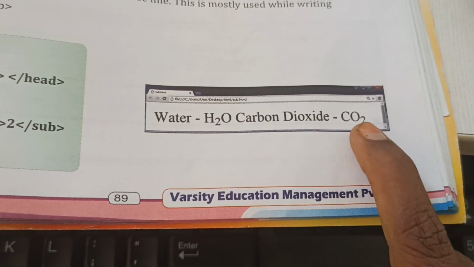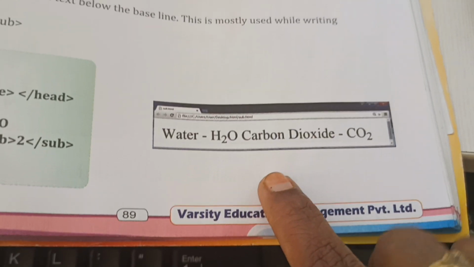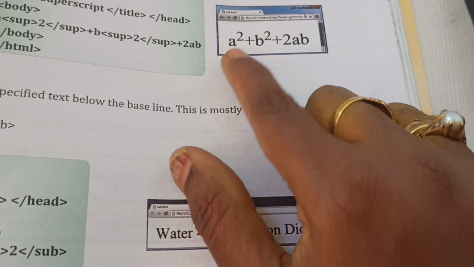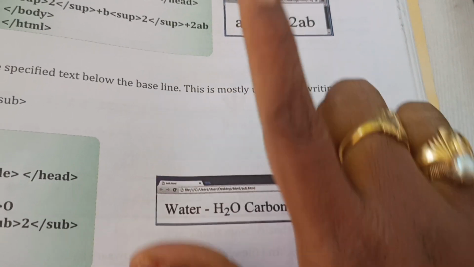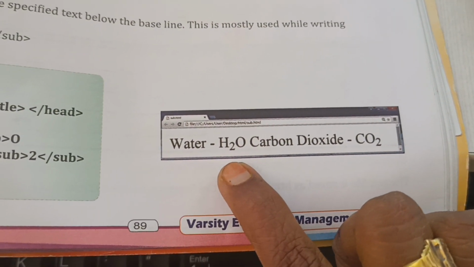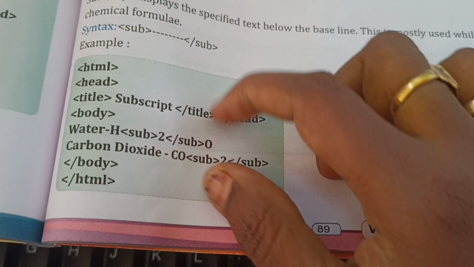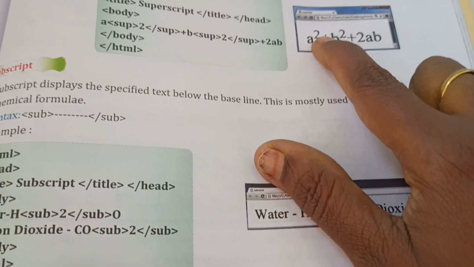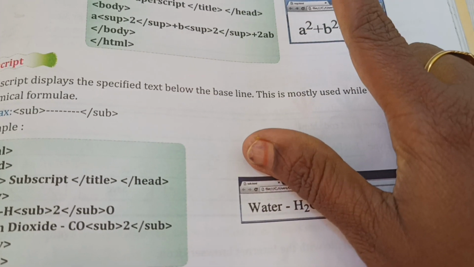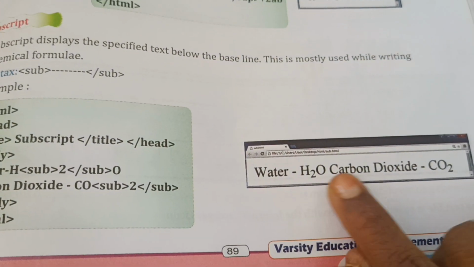Subscript means the 2 is displayed down. In the previous program, the 2 was displayed as a superscript. Now the 2 is displayed down. This is called a subscript. Superscript means a square. Subscript means H2.